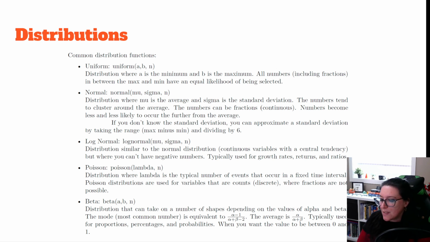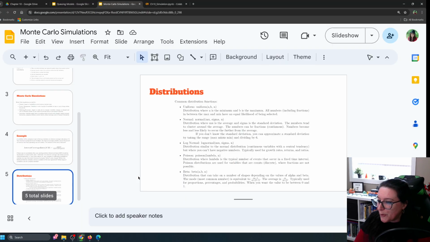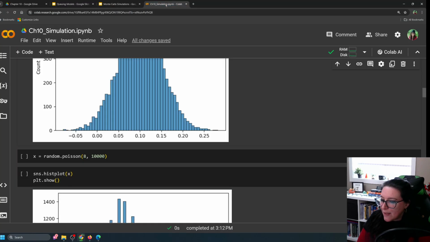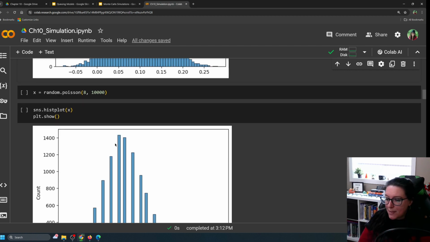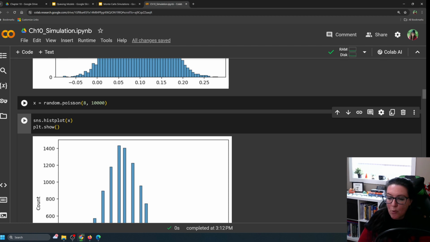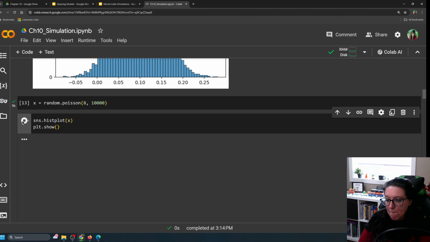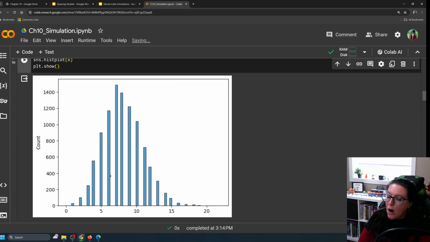It is counts. Fractions are not possible. So if you are counting the number of events, maybe you're counting how many trees grow, how many rabbits you see, we use random.Poisson. And here, the most common number of counts in the period is 8. Generate 10,000 data points. Create our histogram. Our histogram shows that the highest number is happening at 8.